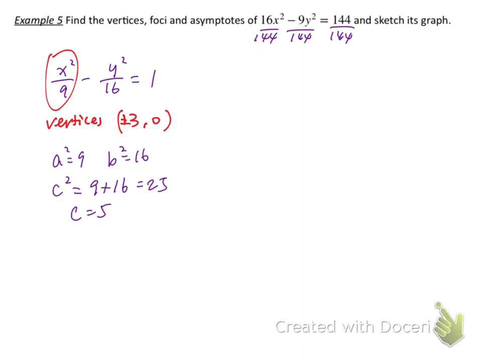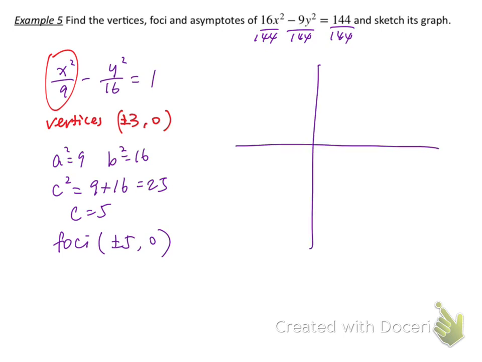So what did I want to say? I want to say the foci are plus or minus 5, 0. Then if you sketch the graph, I wanted to say the asymptotes.